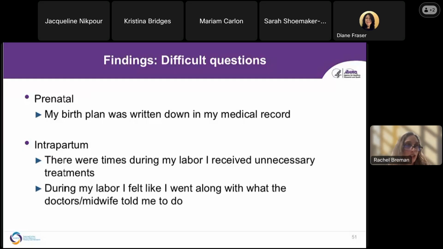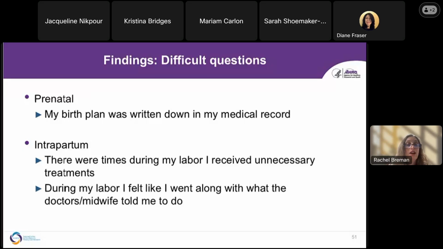Oftentimes, especially in certain populations, they'll receive their prenatal care in one clinic, and the providers in that clinic don't actually do births in the hospital where they're planning to give birth. And that is a real challenge. For intrapartum care, the challenges were that there were times during their labor that they felt they received unnecessary treatments. This does speak to some of the overuse that is well documented in obstetrics.